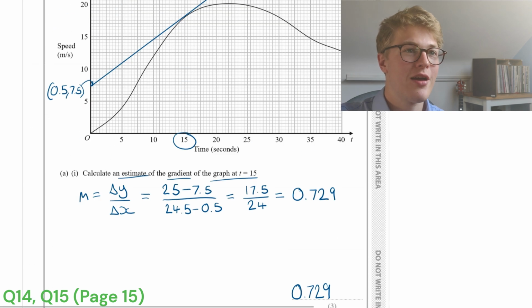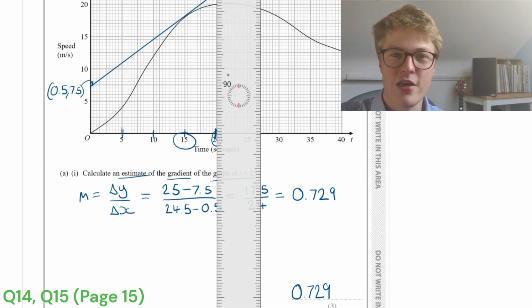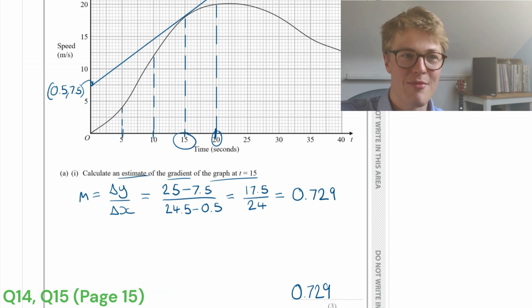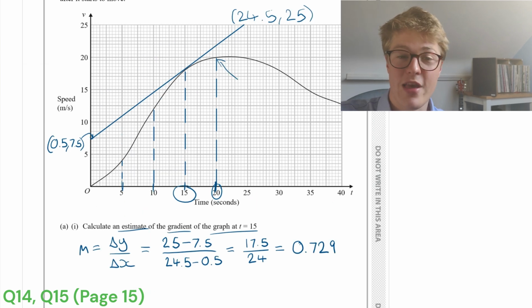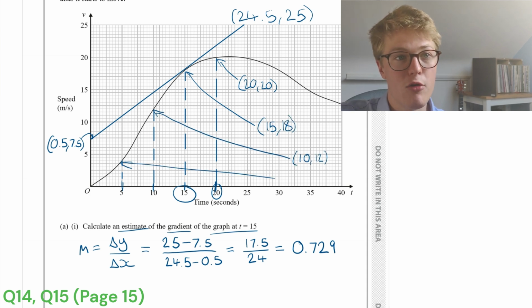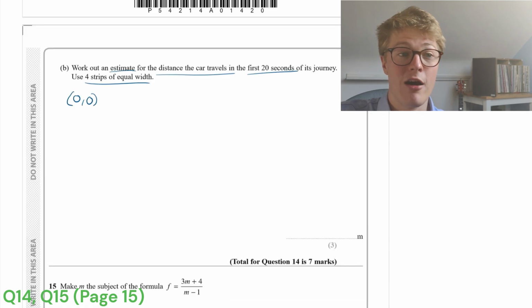So we need to look at our graph and we can read off the trapeziums that we're going to get. We have the 20 seconds at the beginning, and to make them all equal widths, we're going to have 5 seconds as our interval. So we read off the graph at each point. So we've got 5, 4, 10, 12, 15, 18 and 20, 20. So we can use these to calculate our area.